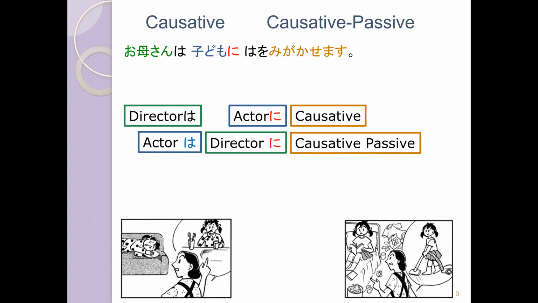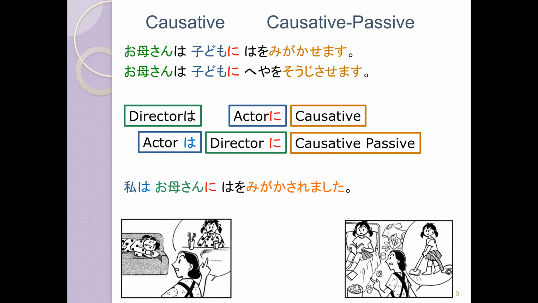So, a causative then, お母さんは子供に歯を磨かせます. The mother makes the child brush their teeth. Versus, 私はお母さんに歯を磨かされました. I was forced to brush my teeth by my mom. お母さんは子供に部屋を掃除させます. Versus, 私はお母さんに部屋を掃除させられました.